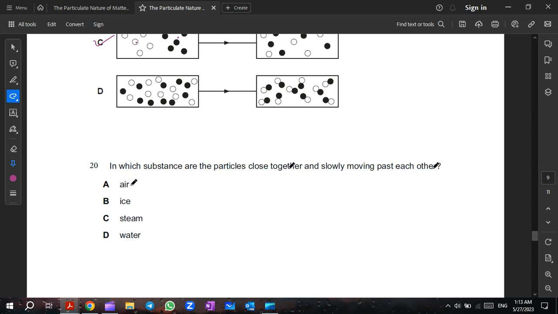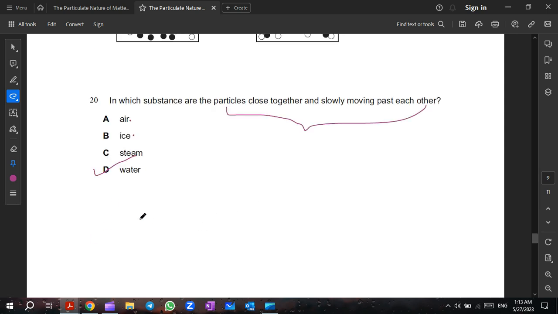In which substance are the particles close together and closely moving past each other? Air, no, I don't think so. Ice, no. Steam is basically gas, and air is also gas. This is solid, and the thing they're asking here are the requirements for liquid, and we know water is a liquid. So let's go with D.